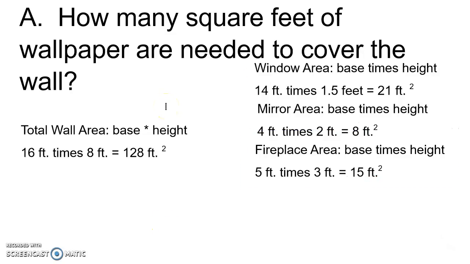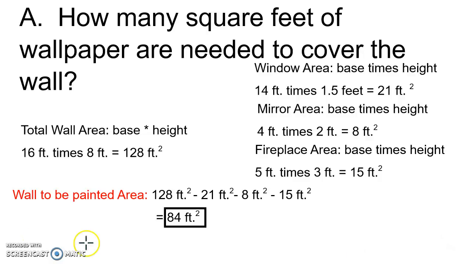So now that we have all of our area here, we have our total wall area and we have our random pieces. We need to be taking those out now. So to find this, we're going to take our total wall area, subtract our window area, subtract our mirror area, and subtract our fireplace area to get the actual wall area.